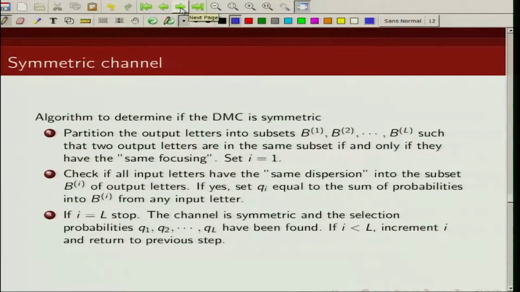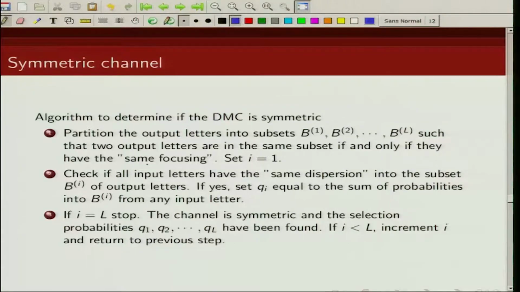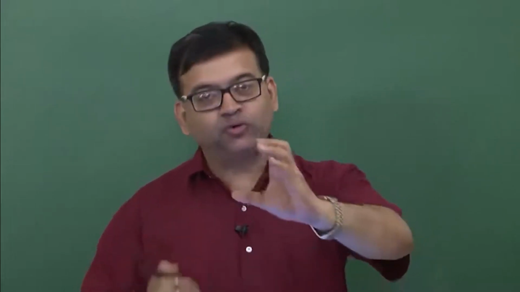And this we continue until we are able to do it for all output letters. So if i equals L, we stop and say the channel is symmetric with selection probabilities given by Q1, Q2, Q3, ..., QL. And if i is not L, we continue until we partition all the output letters into these subsets.